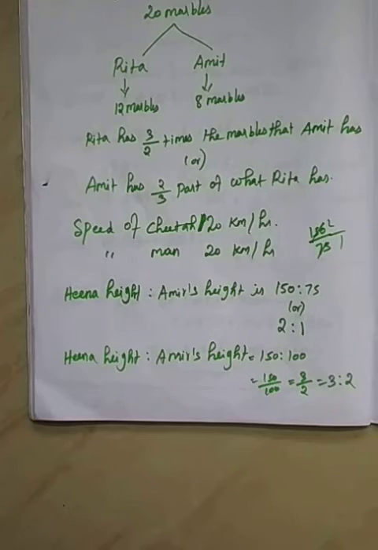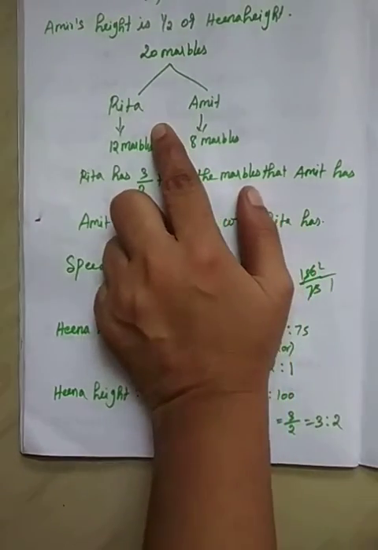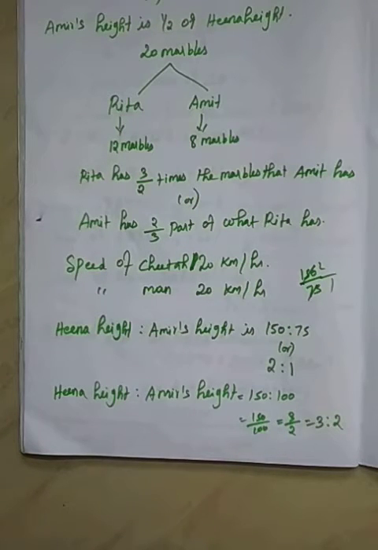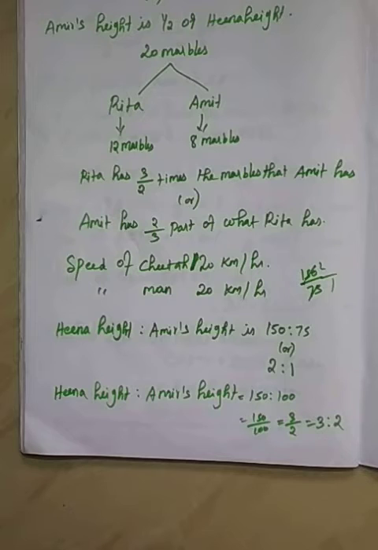This is the same as the ratio for Rita to Amit's share of marbles. Thus we see that the ratio of two different comparisons may be the same. Remember that. That means to compare two quantities, the units must be the same. The ratio has no units.